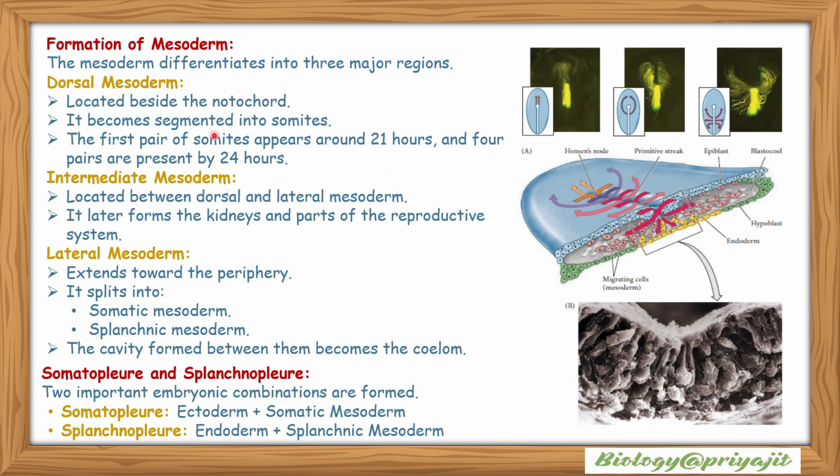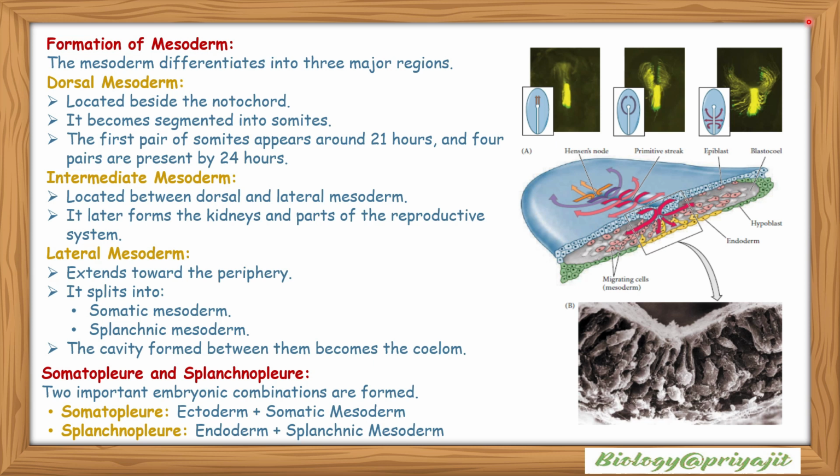Formation of mesoderm. The mesoderm differentiates into three major regions: dorsal mesoderm, intermediate mesoderm and lateral mesoderm. Dorsal mesoderm is located beside the notochord. It becomes segmented into somites. The first pair of somites appears around 21 hours, and 4 pairs are present by 24 hours.